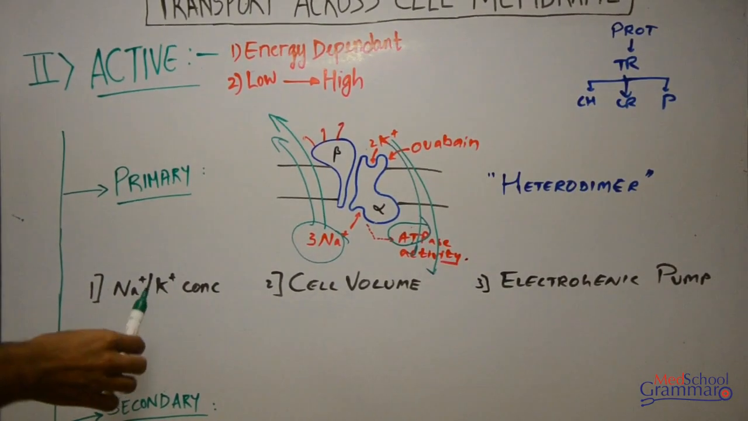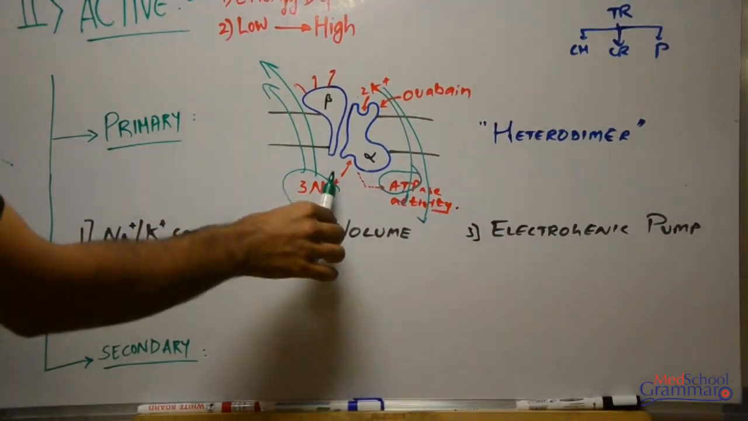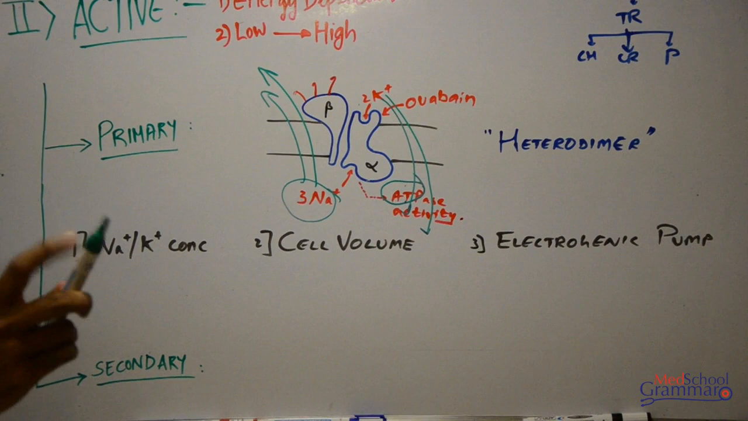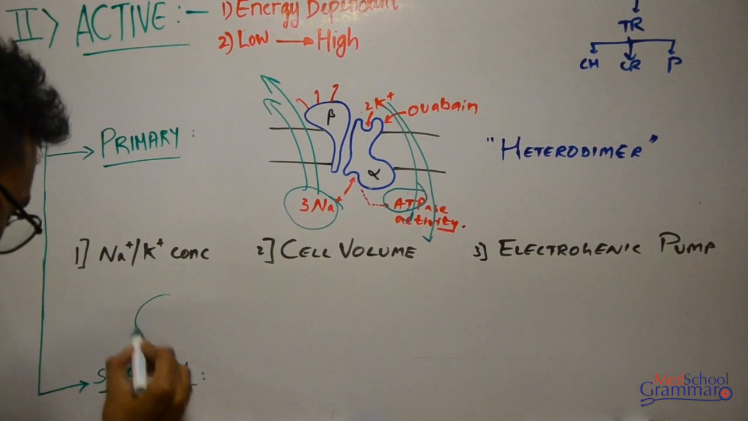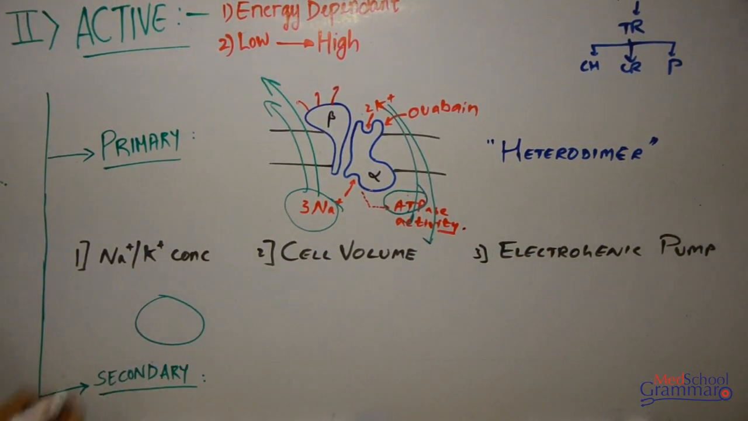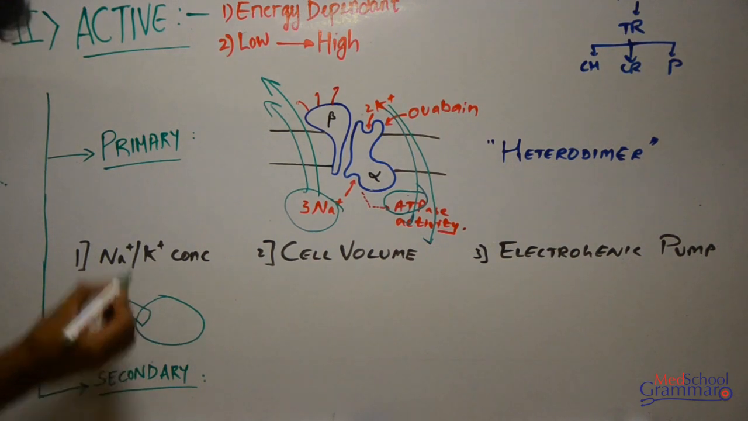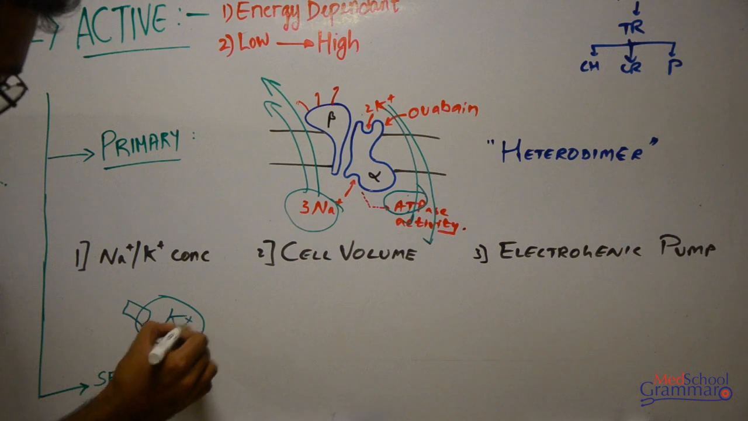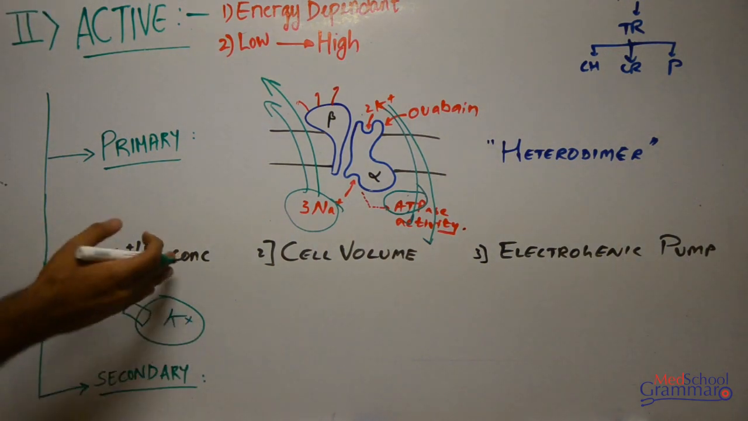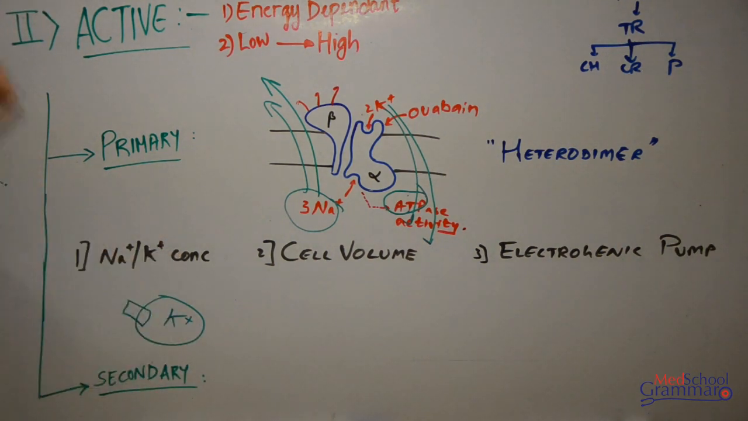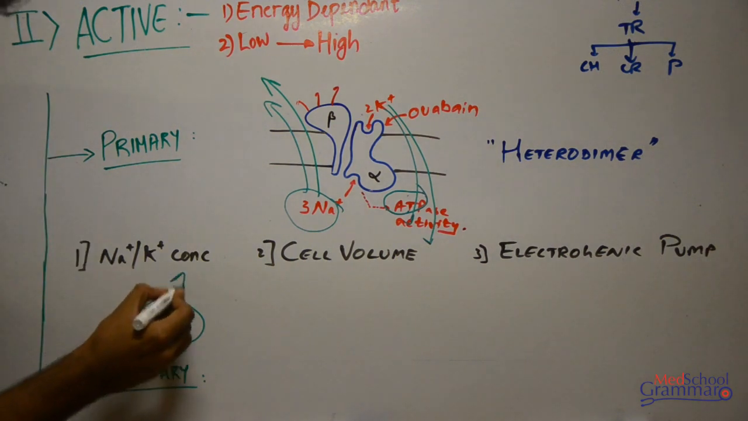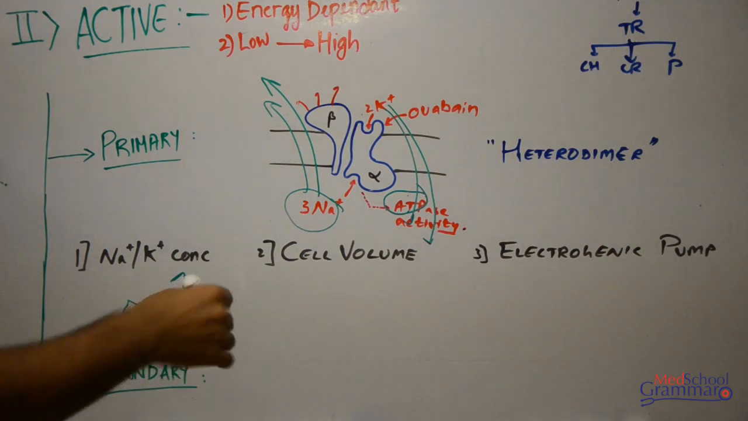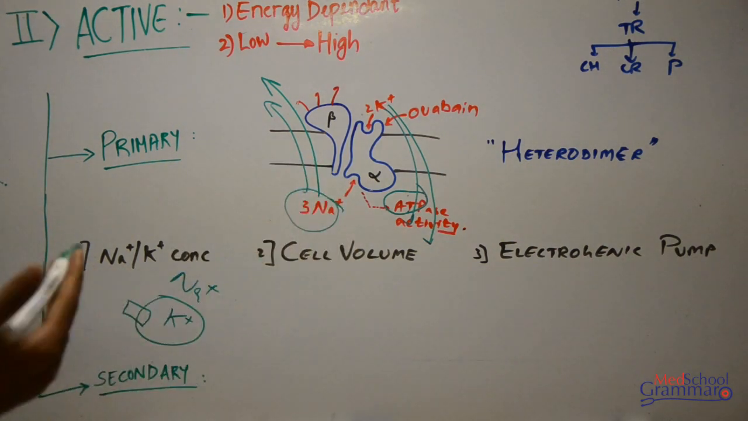The first significance is that it maintains the sodium potassium concentration inside and outside the cell. Now normally in a normal cell at rest, this is the cell membrane and this is the sodium potassium pump. Inside the cell, the concentration of potassium is much higher compared to the outside, normally under resting conditions. The concentration of sodium is higher in the extracellular fluid compared to the intracellular fluid.